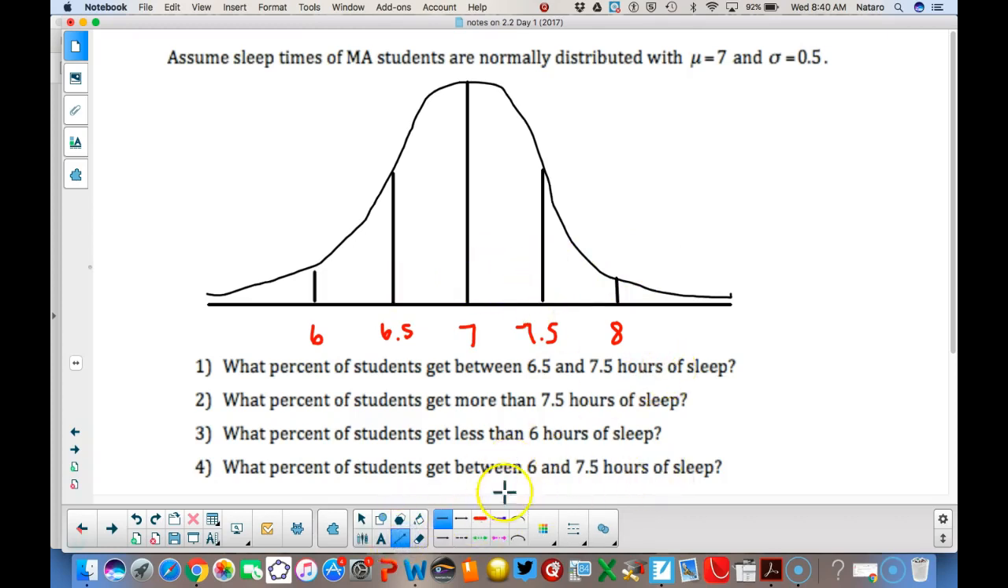And let's mark off 3 standard deviations. 3 standard deviations to the right, and 3 standard deviations to the left. 3 standard deviations to the right would correspond to 8.5 hours of sleep. And 3 standard deviations to the left would correspond to 5.5 hours of sleep.